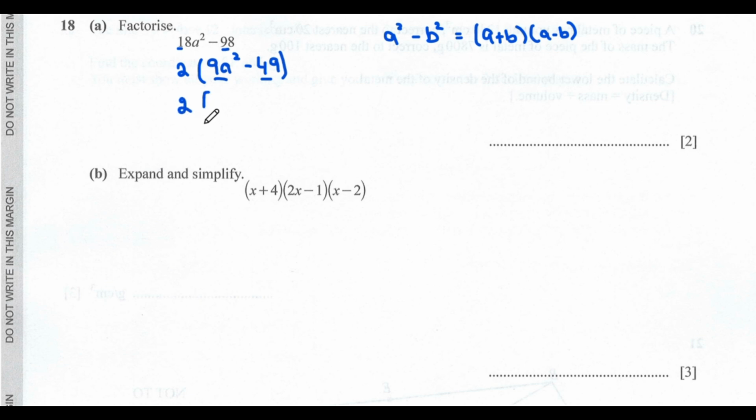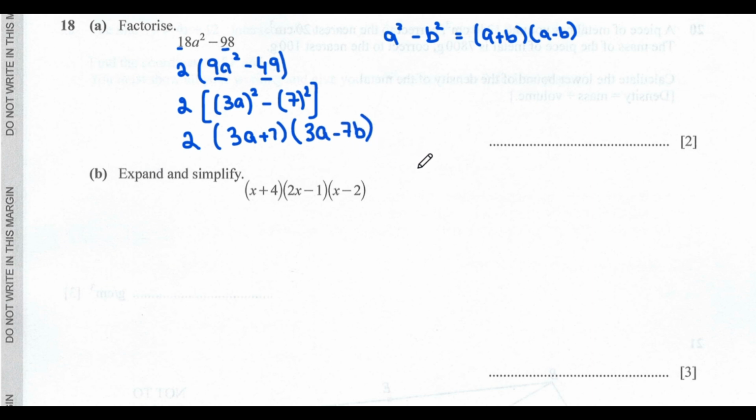So I am taking the square root of both 9a squared and 49. So it would be 3a squared, and 49 can be written as 7 squared. Now they are exactly like the identity I have written, a squared minus b squared. So I'll write them once by adding, 3a plus 7, and once by subtracting, 3a minus 7. So this is the factorized form of our question.